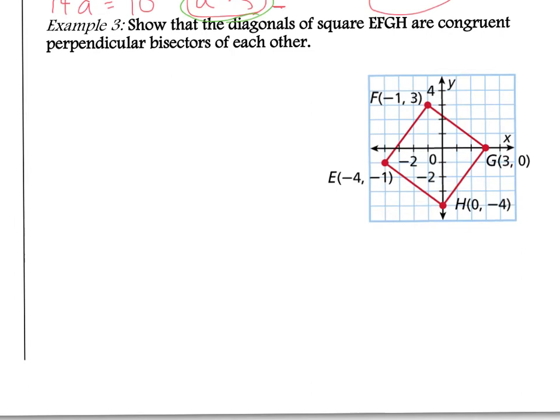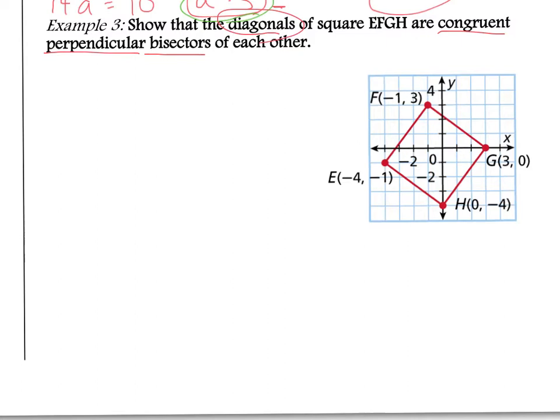Okay, example 3. Show that the diagonals of a square are congruent perpendicular bisectors of each other. So we did this kind of thing with the parallelogram, and I let you kind of choose which object you wanted to do, if you want to do opposite sides or parallel or whichever one. For this one, and I told you when you do diagonals, you kind of get two for one because you can use them for multiple things. Same story with a square.